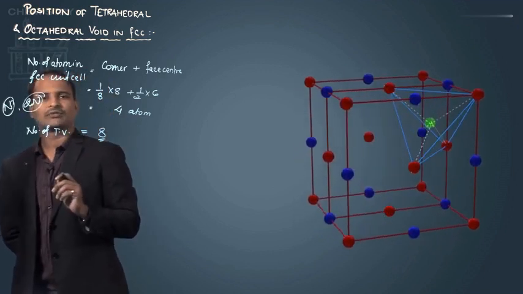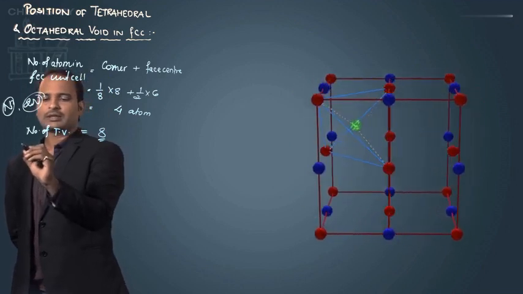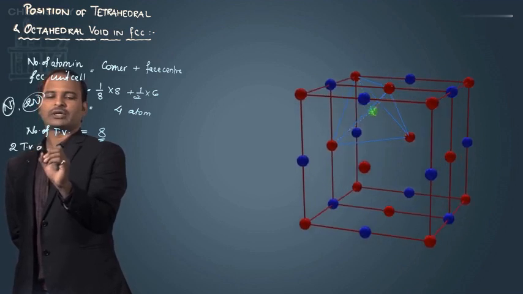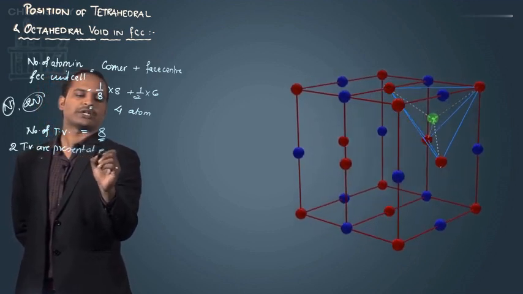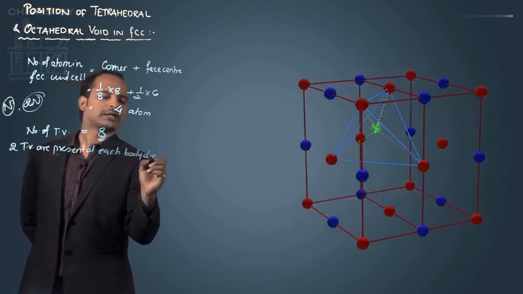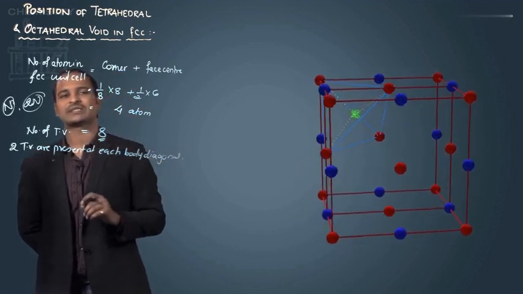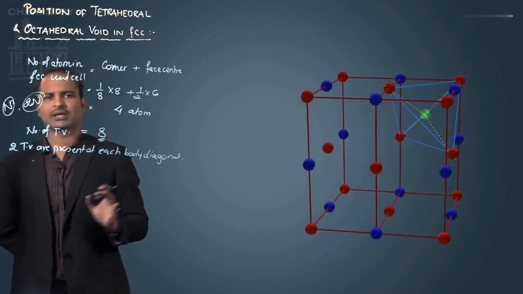So where the tetrahedral voids are present, simply I will say two tetrahedral voids are present at each body diagonal. And there are total how many body diagonals? I can say there are total 4 body diagonals. That means 8 tetrahedral voids will be there. Okay, this is about the tetrahedral void.